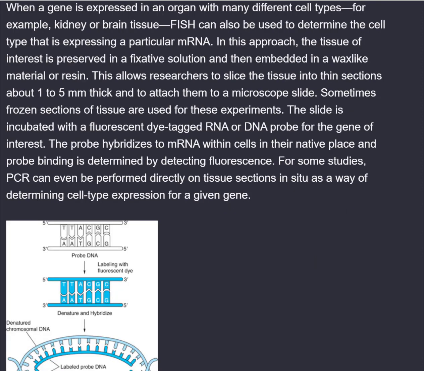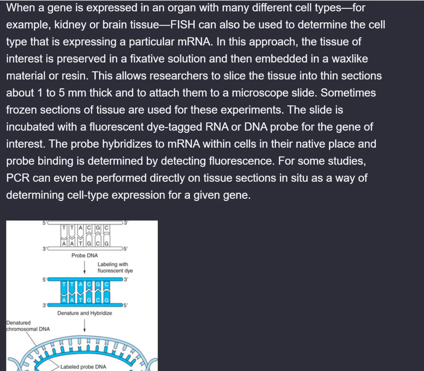When a gene is expressed in an organ with many different cell types, for example, kidney or brain tissue, FISH can also be used to determine the cell type that is expressing a particular mRNA. In this approach, the tissue of interest is preserved in a fixative solution and then embedded in a wax-like material or resin. This allows researchers to slice the tissue into thin sections about 1 to 5 mm thick and to attach them to a microscope slide. Sometimes frozen sections of tissue are used for these experiments.